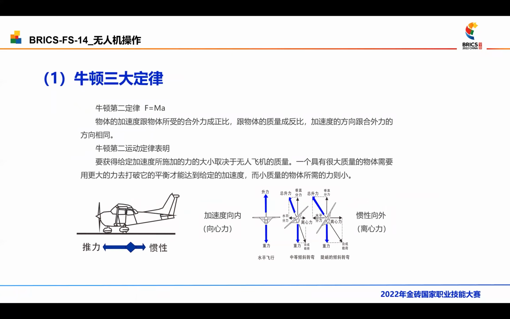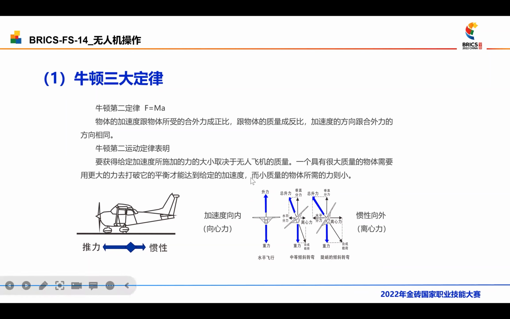As for Newton's second law, the acceleration of an object is directly proportional to the combined external force on the object and inversely proportional to the mass of the object, and the direction of the acceleration is the same as the direction of the combined external force.